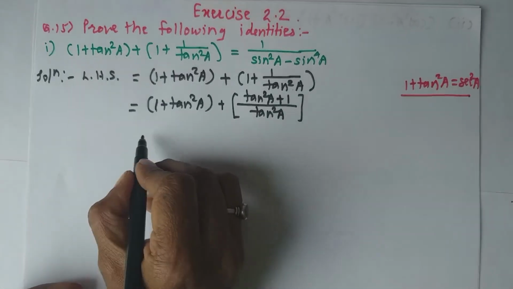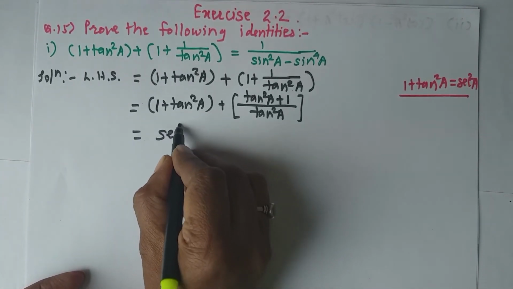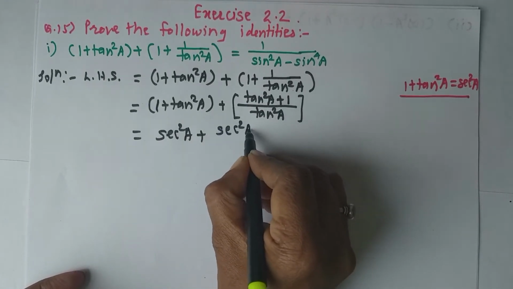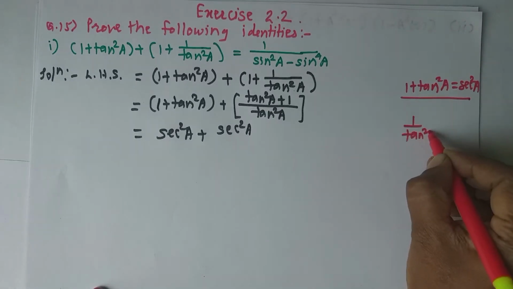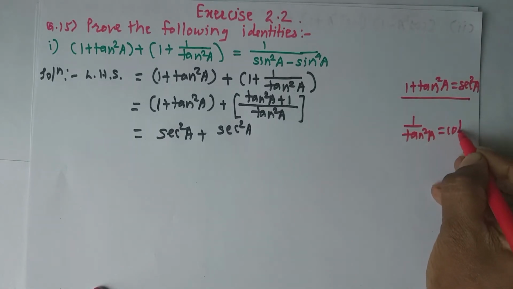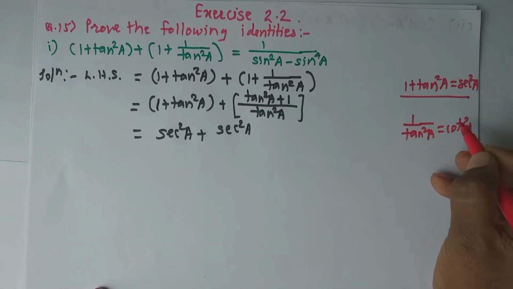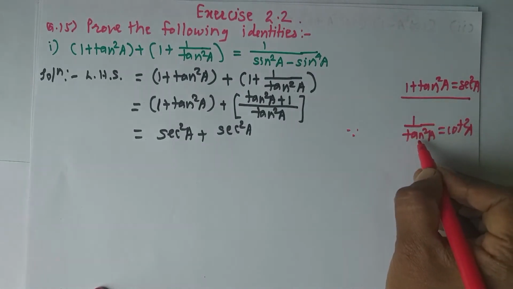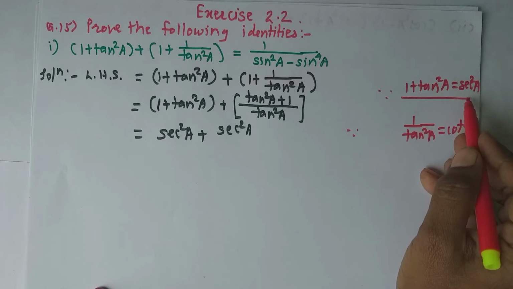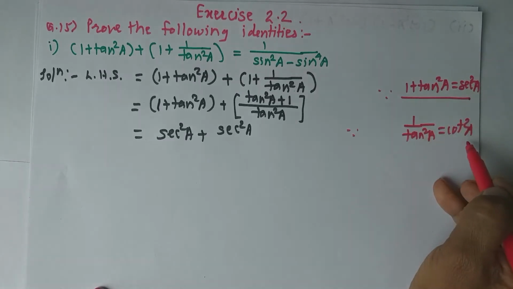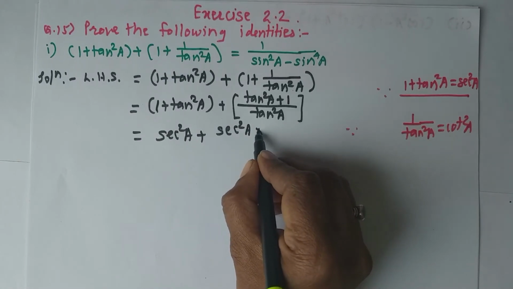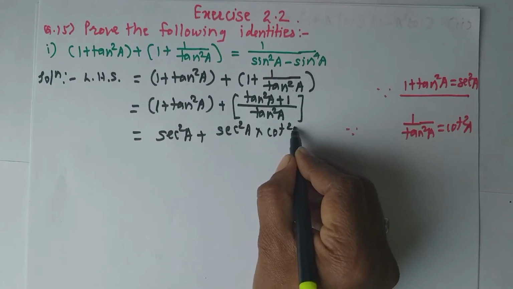Therefore, you write down 1 plus tan square a as sec square a here in the numerator, sec square a, and 1 upon tan square a means cot square a, because cot is the reciprocal of tan. For this step you write down that 1 plus tan square a is equal to sec square a and 1 upon tan square a is equal to cot square a. Therefore, in the product of sec square a I will write cot square a.